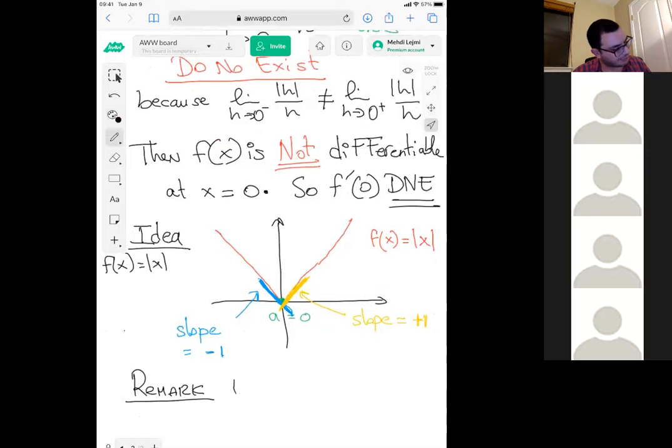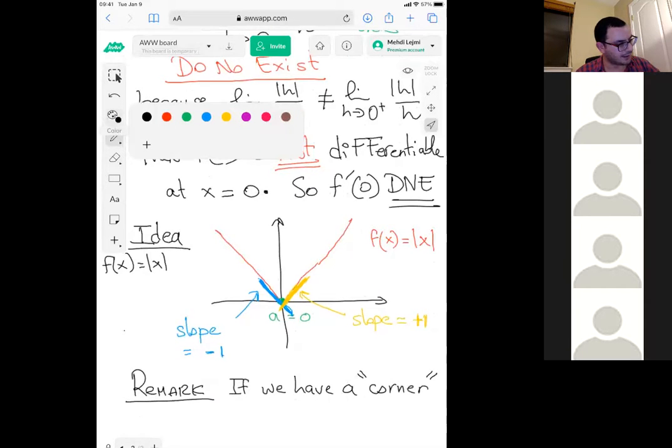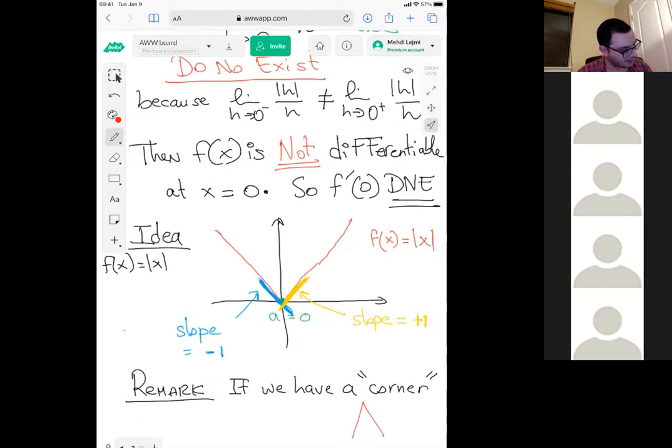So if you have a corner, what I mean by corner is like you have a vertex, something like a triangle, right? And here, this vertex would be your corner, right? So this is your corner here.